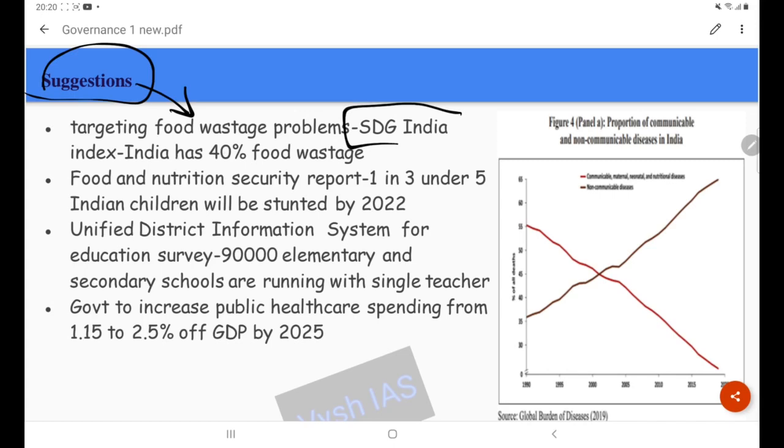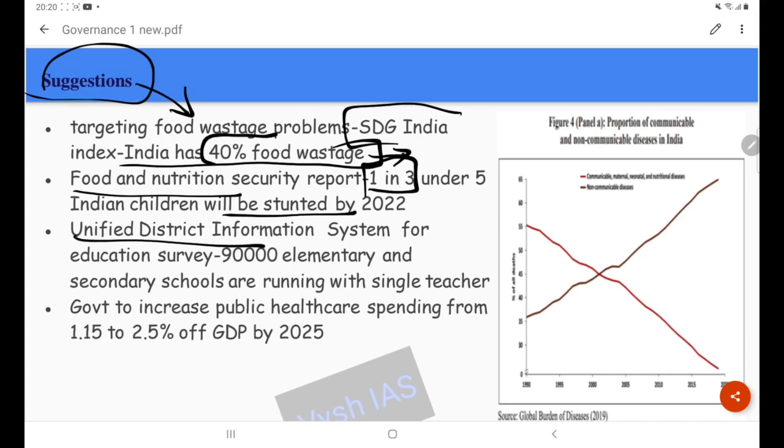The SDG India Index quotes that India has 40% food wastage. So what is the suggestion? You can focus on minimizing this food wastage. In a country with high poverty levels and food insecurity, this much food wastage is a big problem. Then the food and nutrition security report tells that 1 in 3 children under 5 years of age will be stunted by 2022. Then the Unified District Information System for Education survey tells that 90,000 elementary and secondary schools are running with a single teacher.